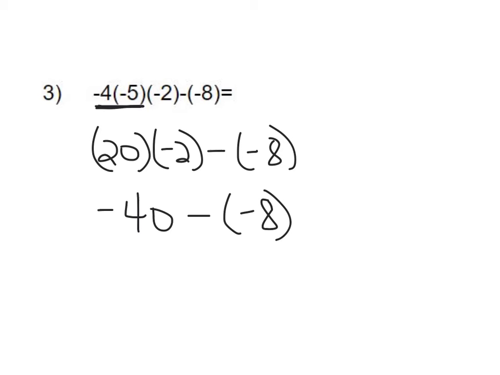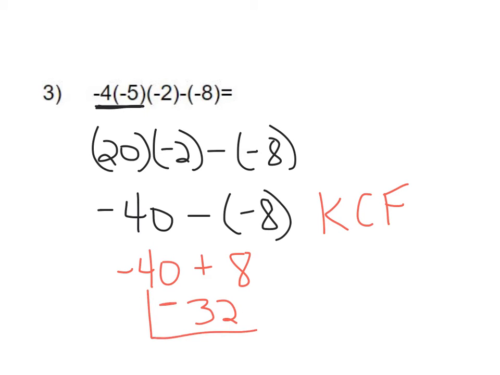Now this is where we're going to be doing keep, change, flip. So I keep the negative 40. I flip or change the minus to a plus. I flip the negative to a positive. So now we have different signs, and the adding integer rule means that you're going to subtract and keep the sign of the larger number. So in this case, negative 40 plus 8 means 40 minus 8 is going to give you 32, and it's going to be a negative. So my answer is negative 32.